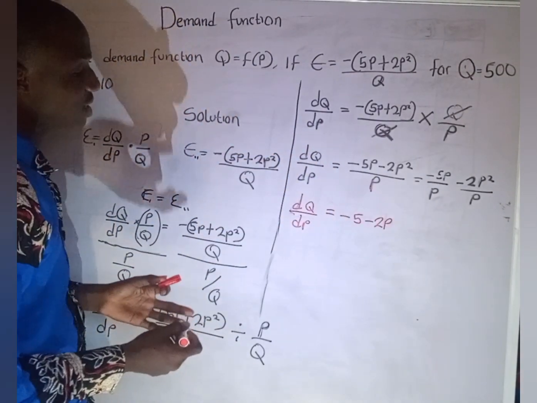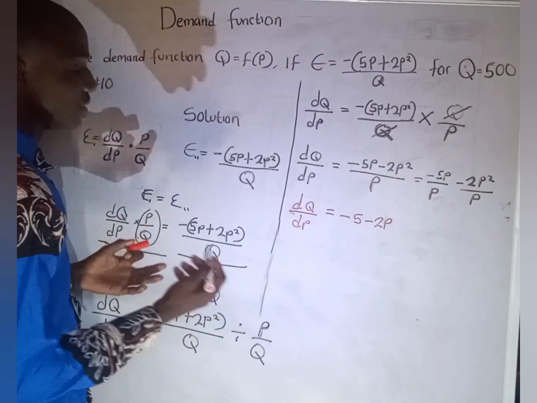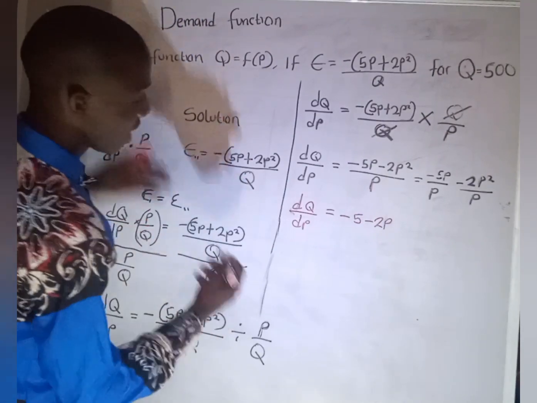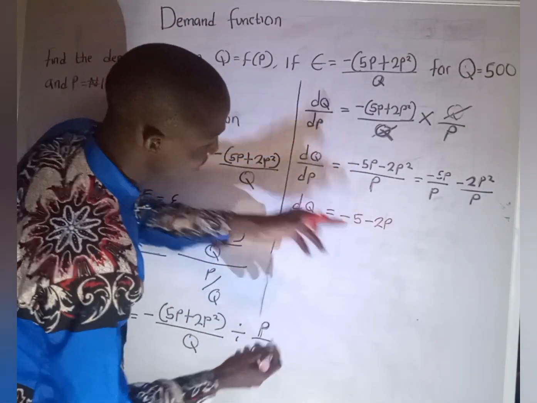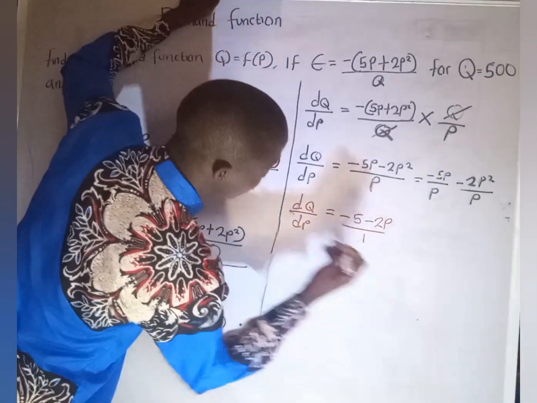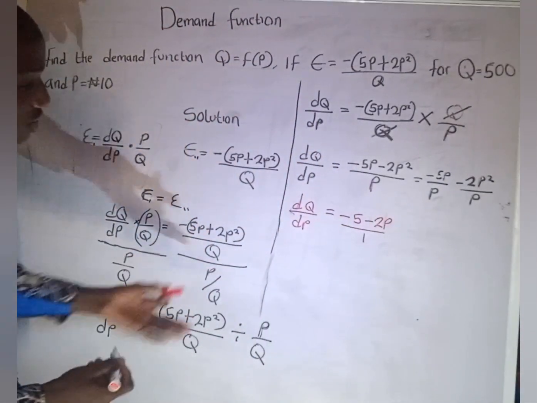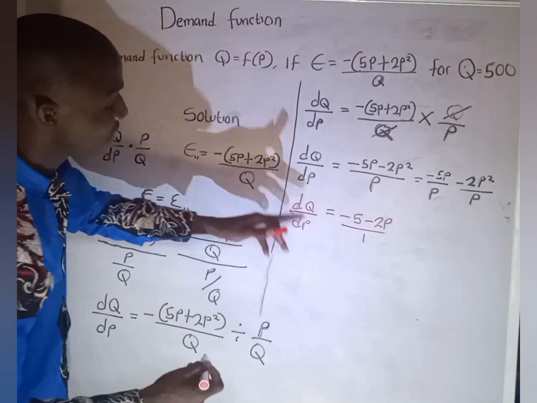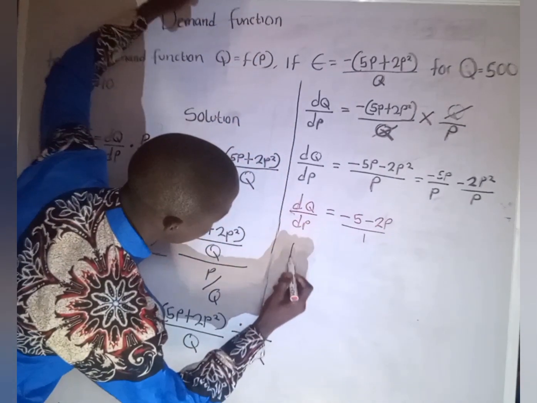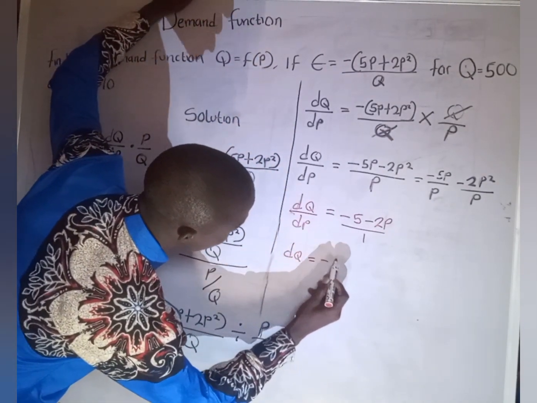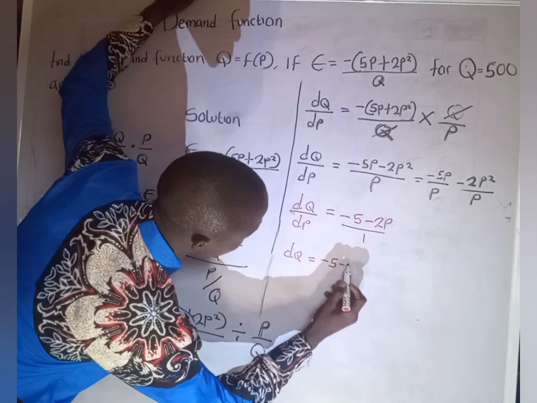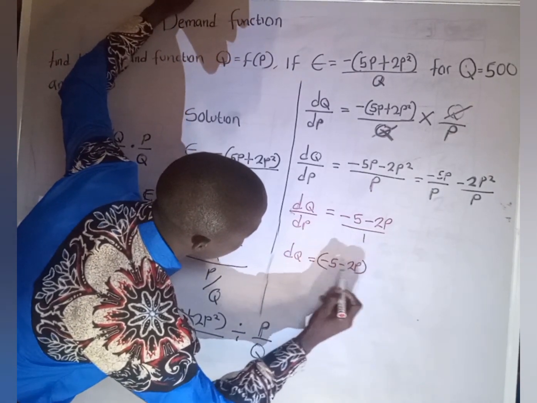What I'm going to do next is to multiply both sides by dP. This equation that you see here is also the same thing as this. I can put 1 in this place. So therefore, multiplying both sides by dP, I'm going to have dQ is equal to minus 5 minus 2p, in brackets, dP.